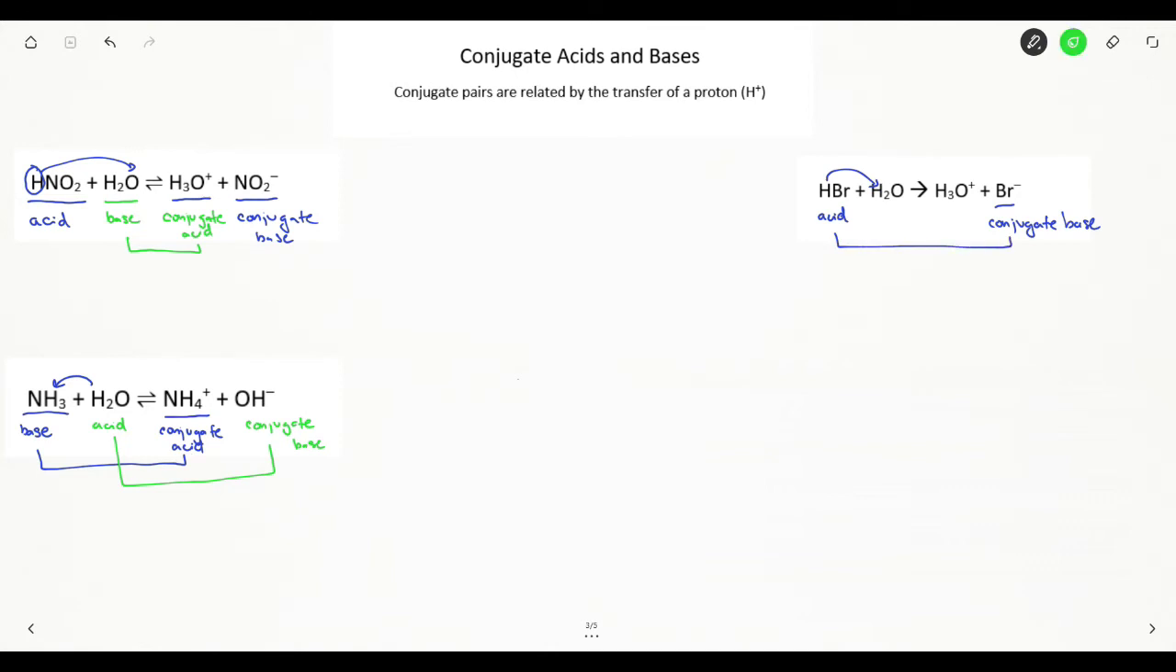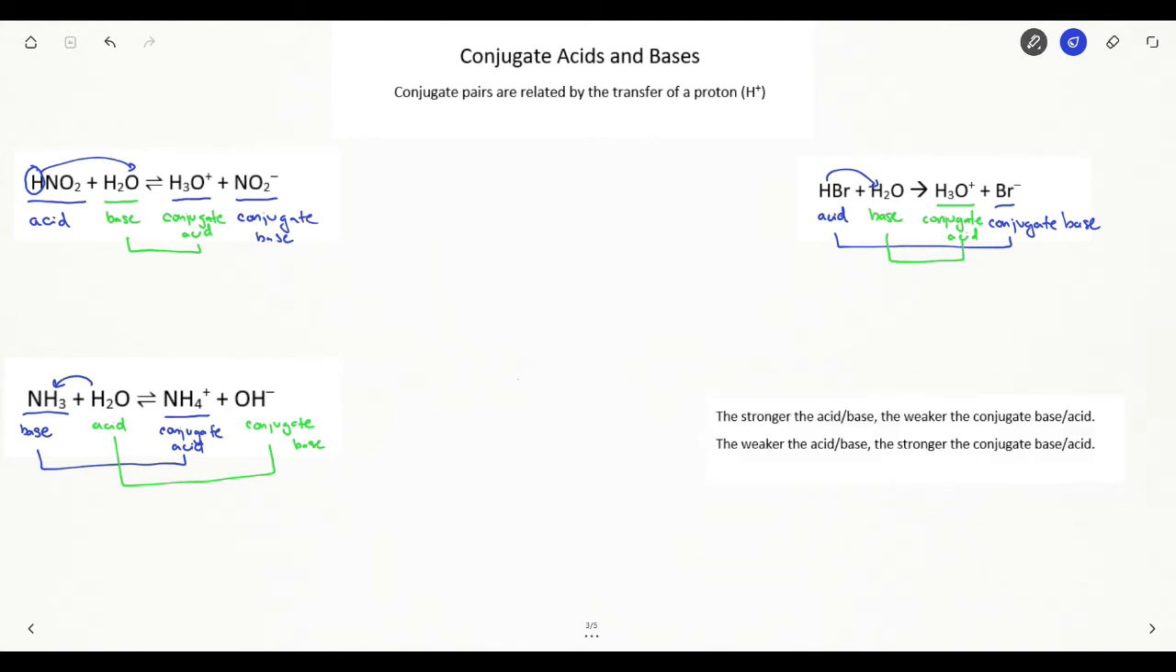Let's determine what's going on with water in this reaction. Water is accepting a proton from hydrobromic acid. It is acting as a base. Once it accepts that proton, it becomes a hydronium ion. So here is the conjugate acid. So just like we saw with nitrous acid, water is acting as a base, and the hydronium ion is its conjugate acid. Now, another concept I want to introduce is the relative strength of your conjugate acids and bases.